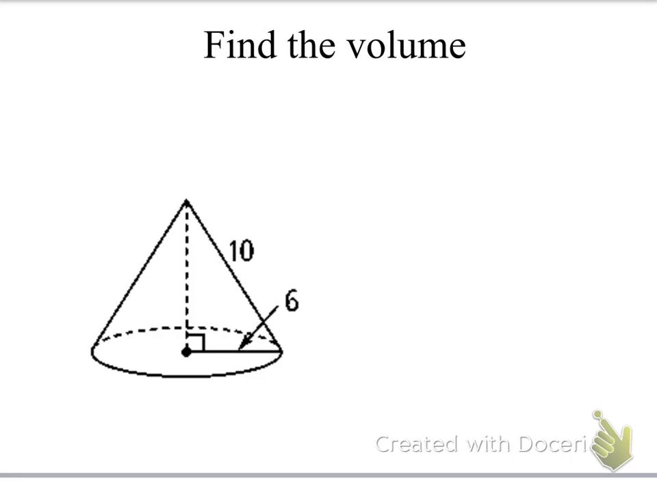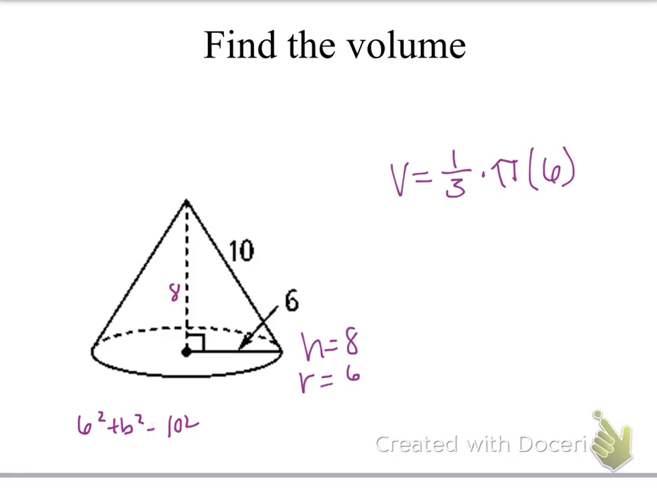For my first one here, we need to use the Pythagorean theorem to find my inside height. So I've got 6 squared plus b squared equals 10 squared. When I solve it all, I get 8. So my inside height is 8, my radius is 6, so V equals 1/3 times pi times my radius squared times my inside height, and I get 95.04 pi units cubed. Again, if you need that inside height, you have to use the Pythagorean theorem to find it.